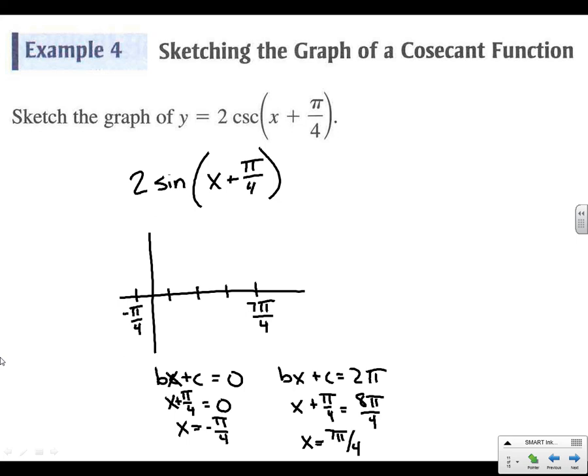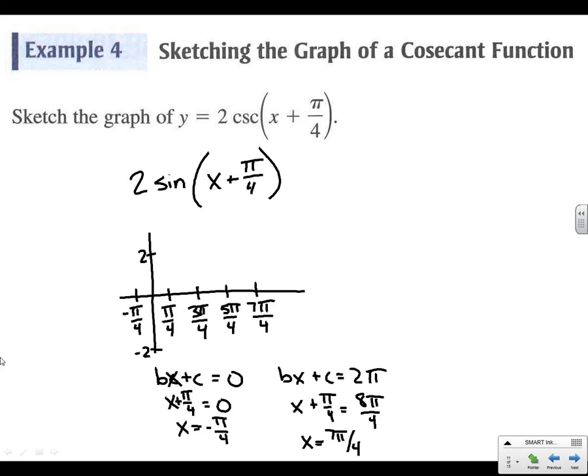Halfway between negative pi over 4 and 7 pi over 4, that's a distance of 8 over 4. So halfway between that is a distance of 4 over 4. 4 less is 3 pi over 4. Okay? And so halfway between that is going to be another 2 over 4. So this will be pi over 4 and 5 pi over 4. You can see the pattern there.